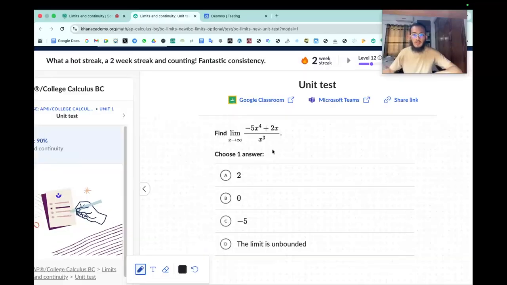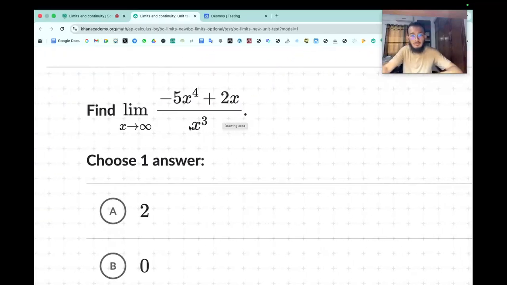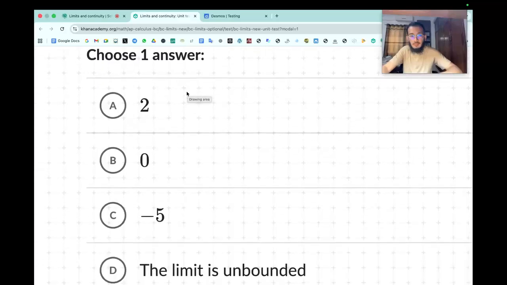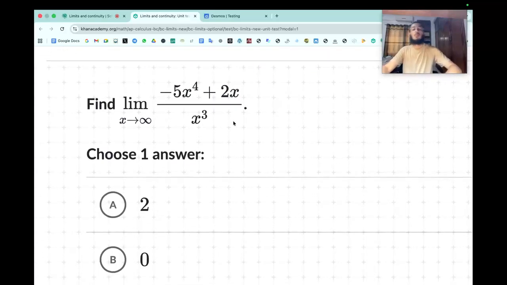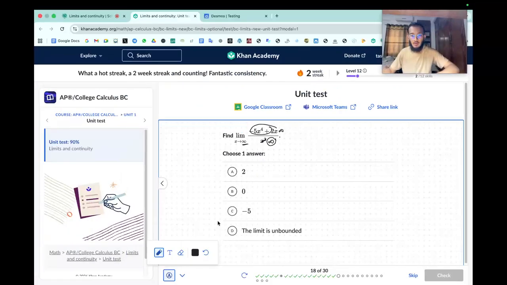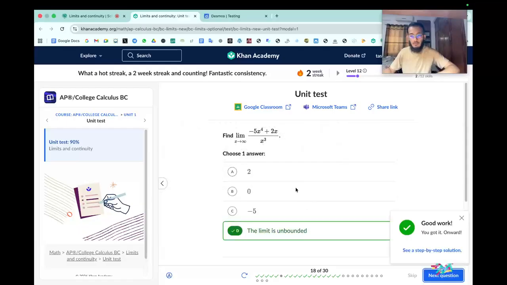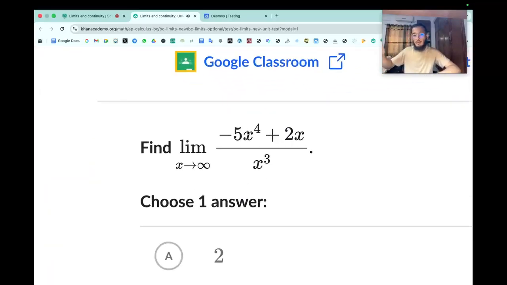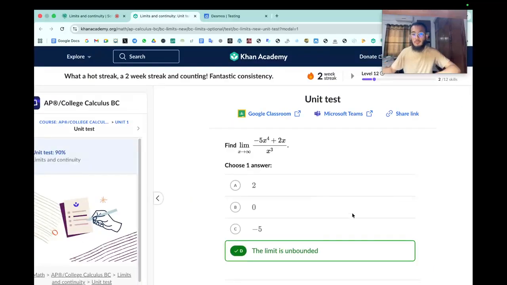Okay, we have to find the limit as x tends to infinity for this function. In the numerator, we have x to the power 4. In the denominator, we have x to the power cube. So as x tends to infinity, the numerator will increase more than the denominator, and ultimately this function will become unbounded, because the numerator, x to the power 4, is increasing more as compared to the denominator.